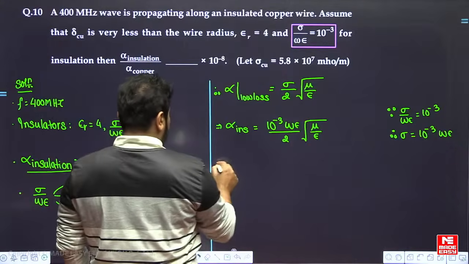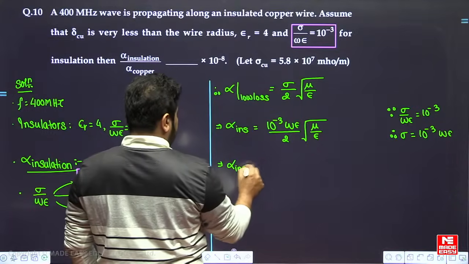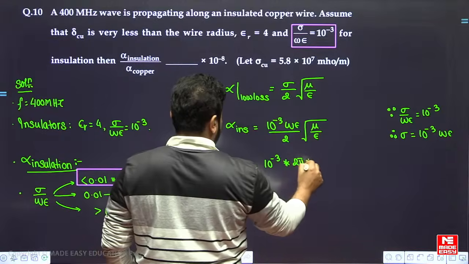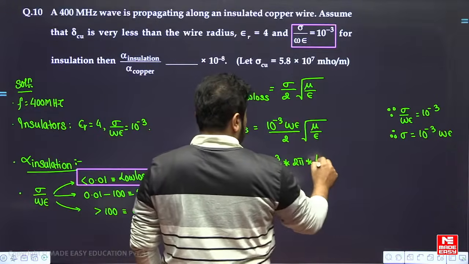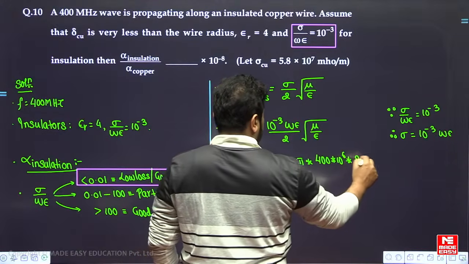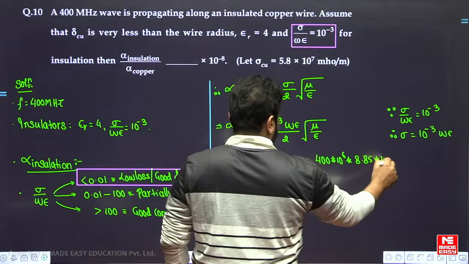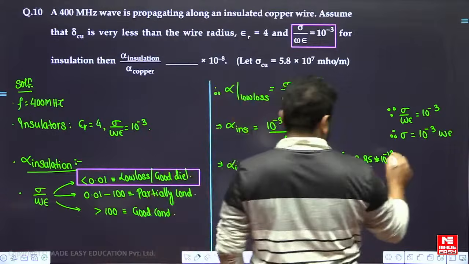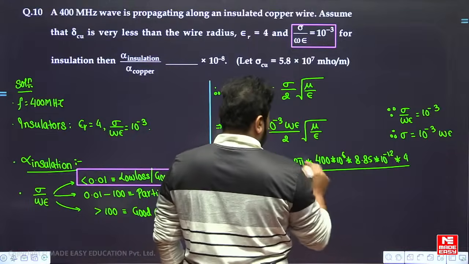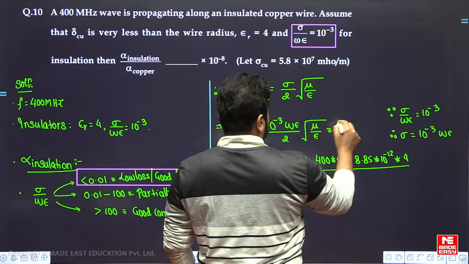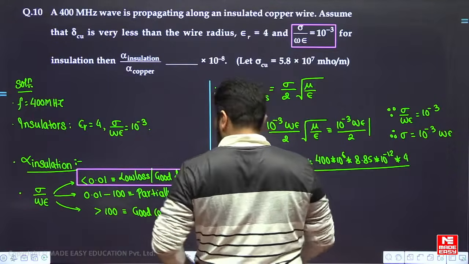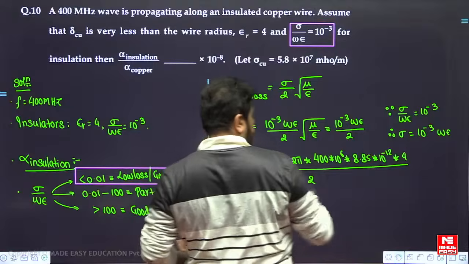So what is the value of alpha of insulation? It is equal to 10 to the power minus 3 into omega, which means 2 pi times the operating frequency, 400 megahertz. So 400 into 10 to the power 6 into epsilon naught, 8.85 into 10 to the power minus 12, and epsilon r is given as 4, divided by 2. This can be further written as 10 to the power minus 3 omega epsilon upon 2.